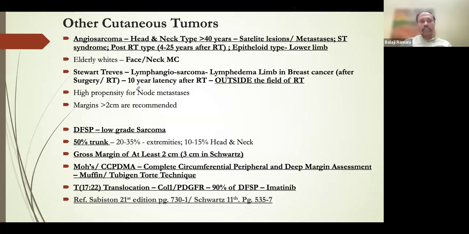So other cutaneous tumors, as we already discussed, was angiosarcoma. We had a discussion in sarcomas. So something similar you can have. Most common is in the trunk. Then you have the scalp and head and neck, which is the second most common, and you can get satellite lesions, metastasis, Stewart-Treves syndrome, as I already mentioned, in the lymphedema associated arm. So the usual duration is around 10 to 20 years post radiation. Post RT type will develop in the field of radiation, epitheliotype in the lower limb, and face and neck are more common in the elderly population. And Stewart-Treves, already we had a discussion. It's a lymphangiosarcoma in the lymphedema outside the field of radiation.